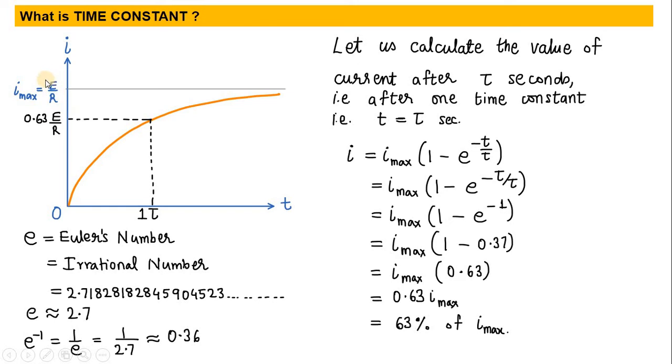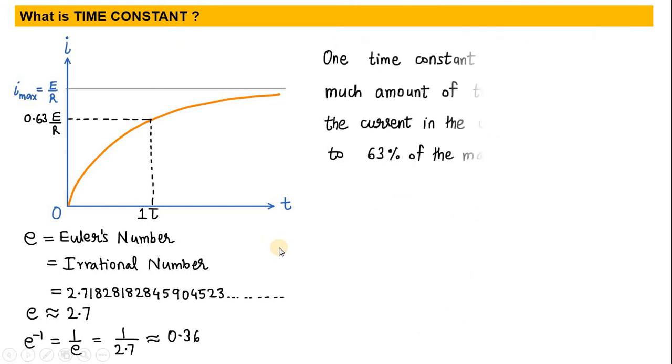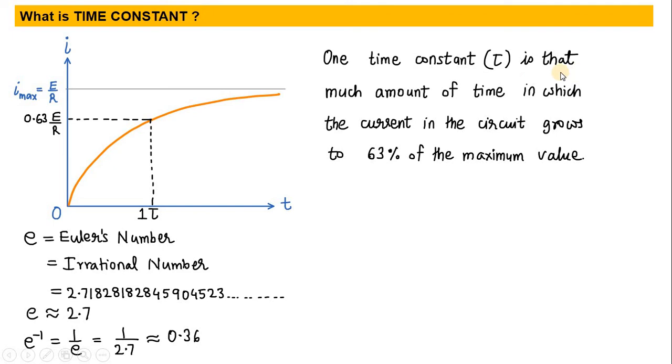See the graph. The maximum current is E by R. 63% would be somewhere here, because 50% is half the height, and 63 is somewhat above 50%. So 63% of the maximum current is attained in how much time? That time taken is equal to 1 tau seconds, one time constant. So we can now write down the definition: one time constant is that much amount of time in which the current in the circuit grows to 63% of the maximum value. This definition must be learned and memorized properly.